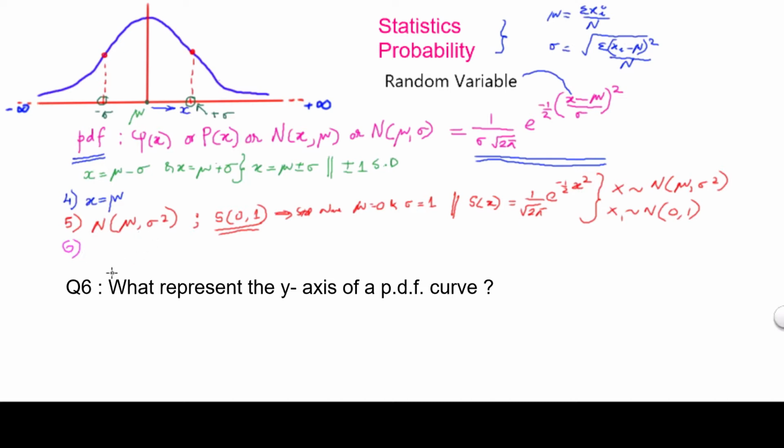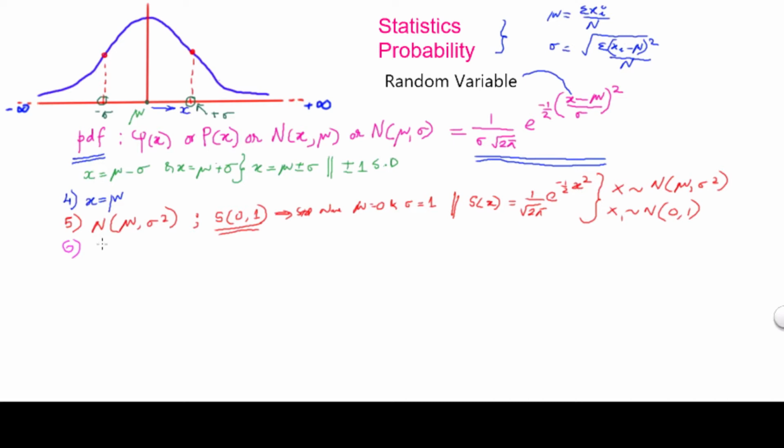You can simply say the y-axis is the output of the function PDF, given by the value of the function evaluated at a given value of x. So it can be the same expression, 1 by sigma root 2 pi e raised to minus half x minus mu by sigma the whole square, where x is x1, x2 or x3 like this. This one is for a given value of x.